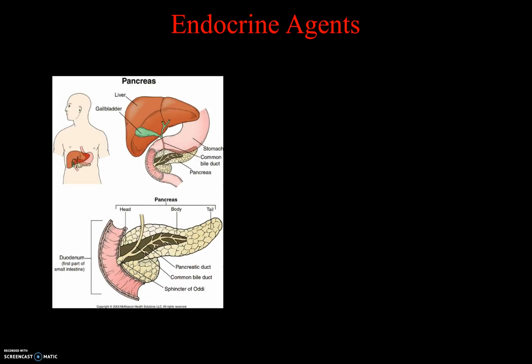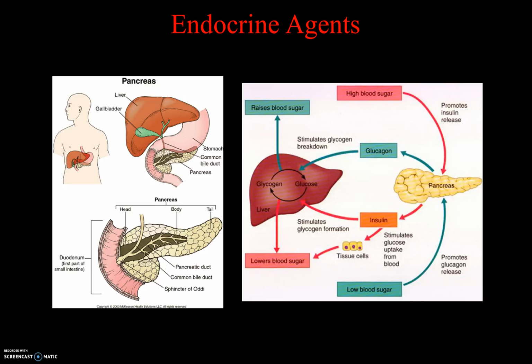The pancreas is really unique in that it has both endocrine and exocrine properties. So endocrine secretions work to break down glycogen into glucose, and the exocrine section secretes digestive enzymes into the duodenum.